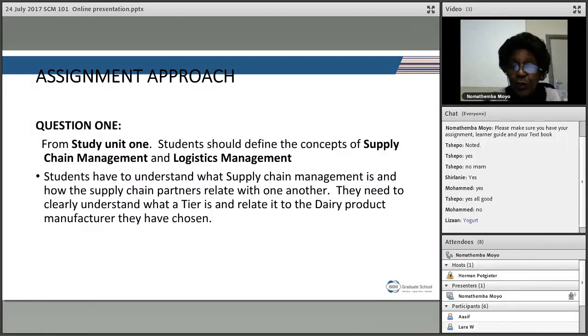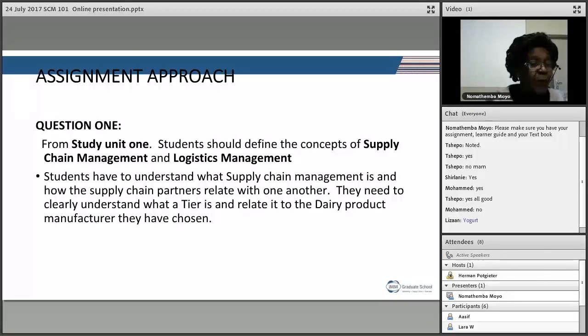Then 1.2, write definitions, 1 of supply chain management and 2 of logistics management. This you can get from your book, you can get from other supply chain books, and it is so clear, but try and show that you understand. And please don't forget to reference at the back to show where you got this information.